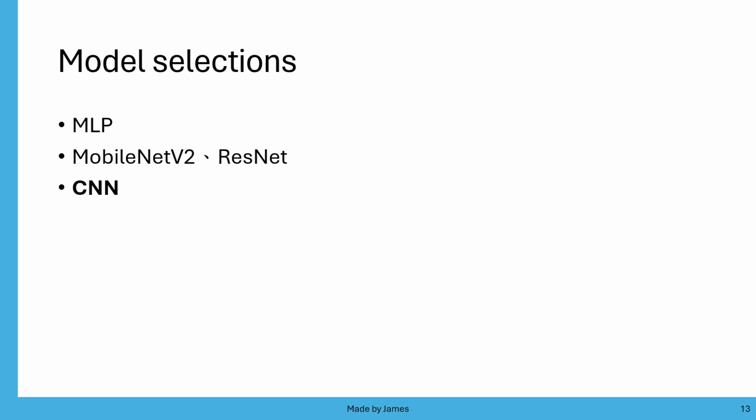our project chooses CNN. It's also called Convolutional Neural Network. CNN's unique local sensing and weight sharing mechanism is practically tailor-made for image processing on microcontrollers. It can accurately capture the edge features of an image with a very small model size.